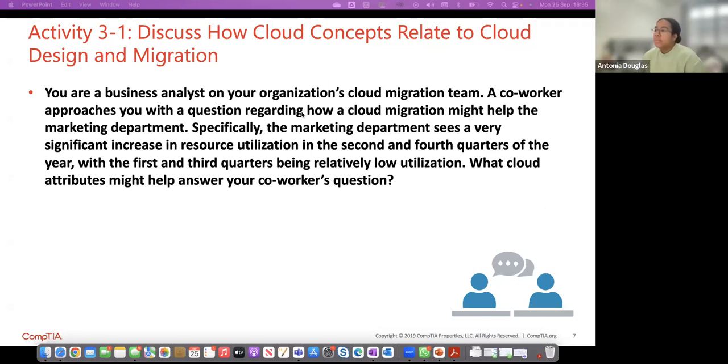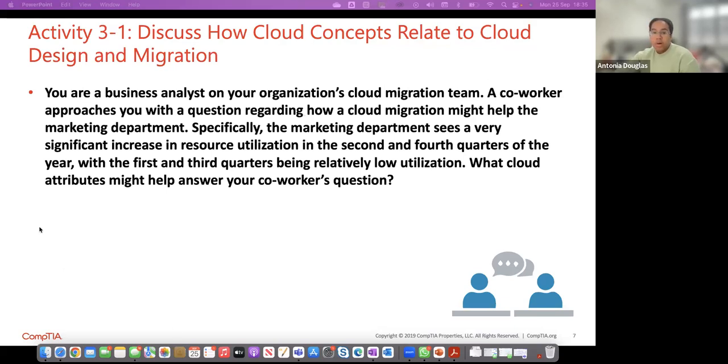So first activity: discuss how cloud concepts relate to cloud design and migration. You are acting as a business analyst on your organization's cloud migration team. A co-worker approaches you with a question regarding how cloud migration might help the marketing department. Specifically, the marketing department sees a very significant increase in resource utilization in the second and fourth quarters of the year, with the first and third quarters being relatively low utilization. What cloud attributes might help answer your co-worker's question?